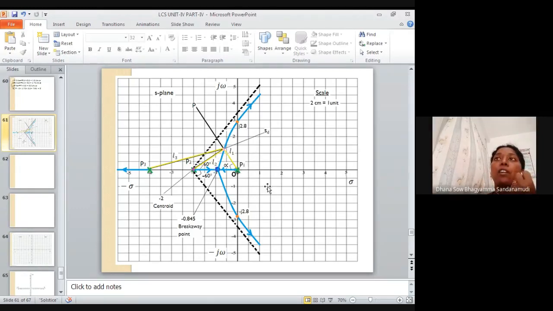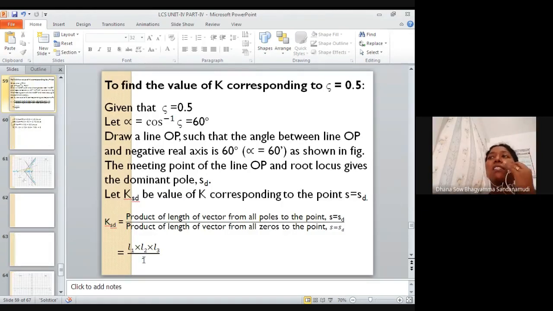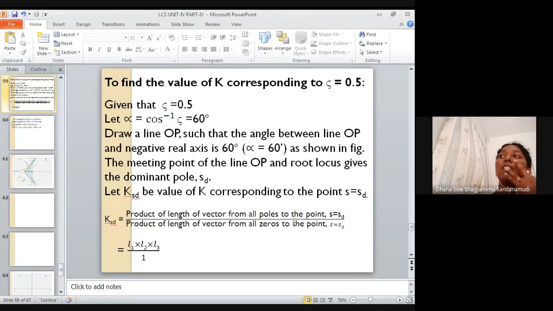Similarly, the product of lengths from each zero to this point. Is there any zero here? No zero. There is no zero here, only poles are there. Therefore, you need not determine anything for zero. You consider that as nothing, so consider it as one. Of course, the root locus will meet the zeros at infinity. No zero is there, consider it as one. L1, L2, L3 are the lengths of vectors from all poles to the point s equal to SD.